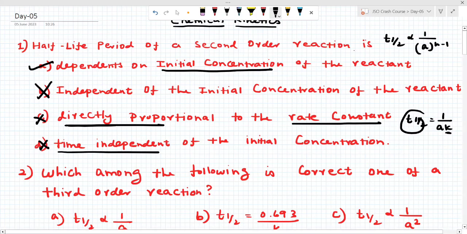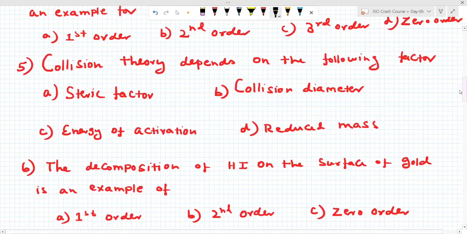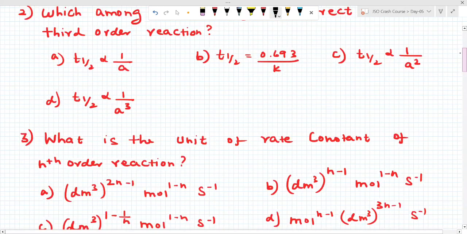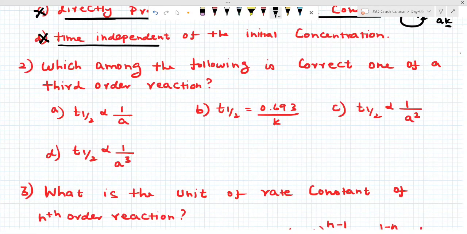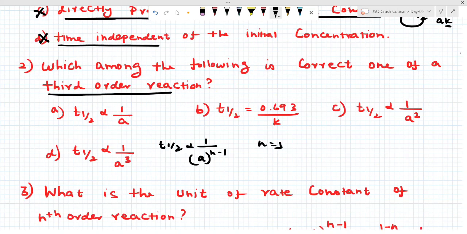Okay, second question. Among the following, which is correct for a third order reaction? We just saw it. Do you remember the formula? t half is proportional to 1 by a power n minus 1. With n equal to 3, 3 minus 1 is 2. So the answer is option C. This one is first order, this one is second order, and above zero order comes t half equal to a by 2 k0. So option C is the correct answer.